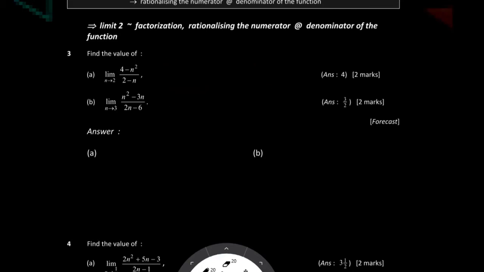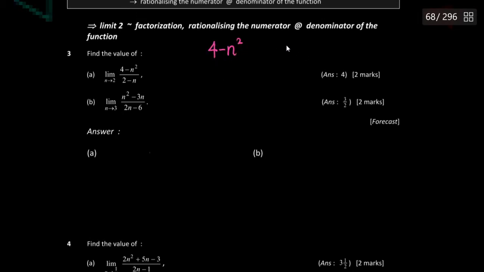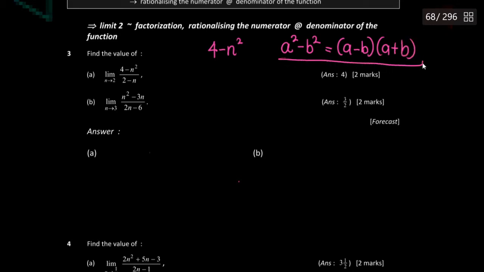You need to change either the numerator or the denominator. But in this case, it looks like we can do something with the numerator, because the numerator has a higher power. Remember, when you have something like a square minus b square, please remember this shortcut. It will be very helpful for you. You can write it as a minus b and a plus b. This is very important.